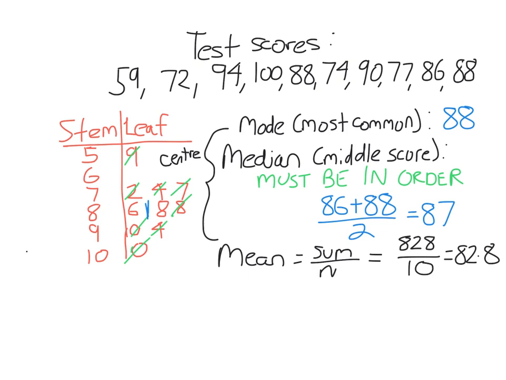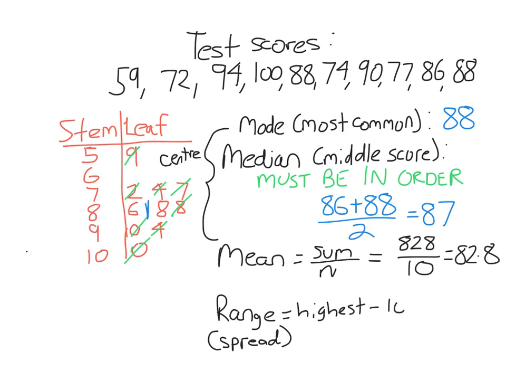So there's another measure we went through, the range. It doesn't tell us about the center of the data. It tells us how spread out it is. How big is the difference between the top and the bottom score? So the range is just the highest score minus the lowest.